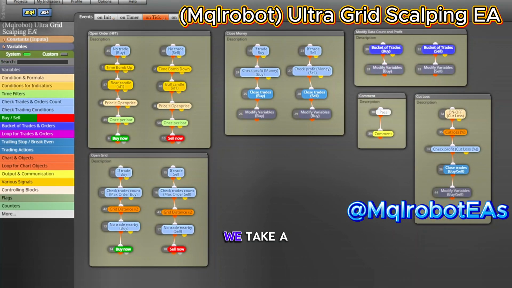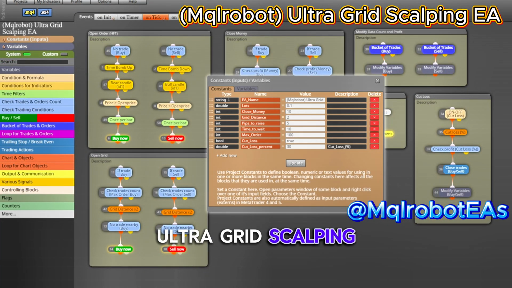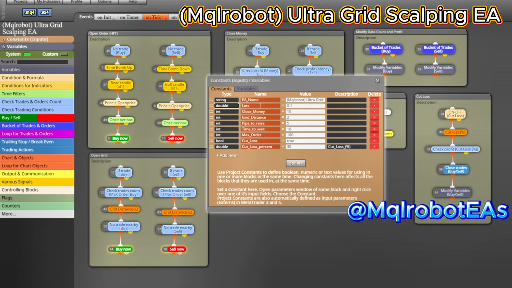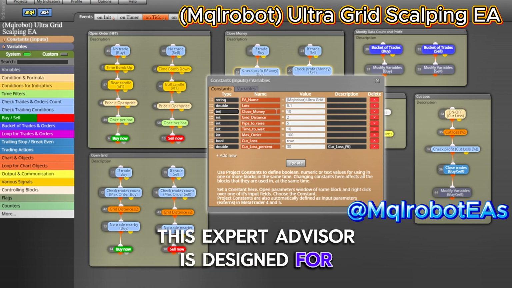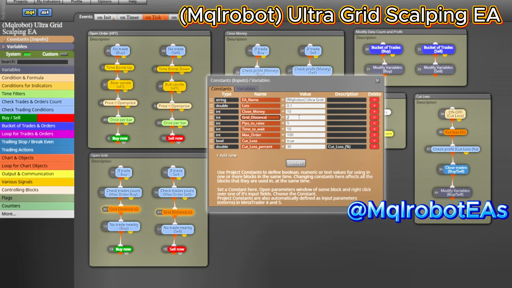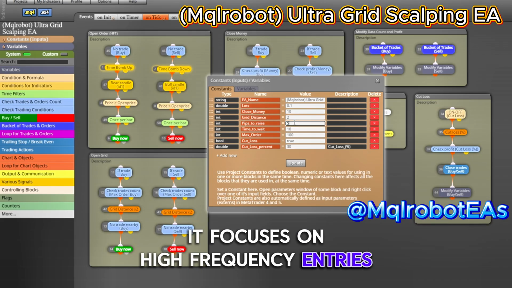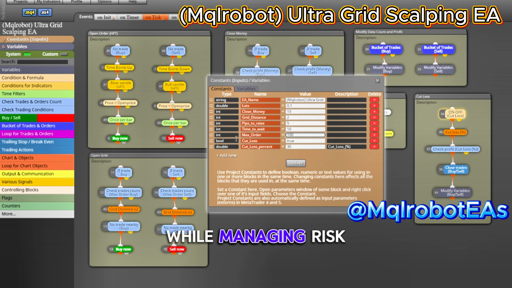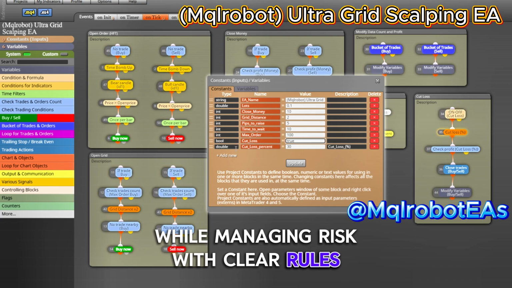In this video, we take a look at the Ultra Grid Scalping EA, created with the no-code platform FXdreema. This expert advisor is designed for scalping with a grid strategy. It focuses on high-frequency entries and exits, aiming to capture short market movements while managing risk with clear rules.